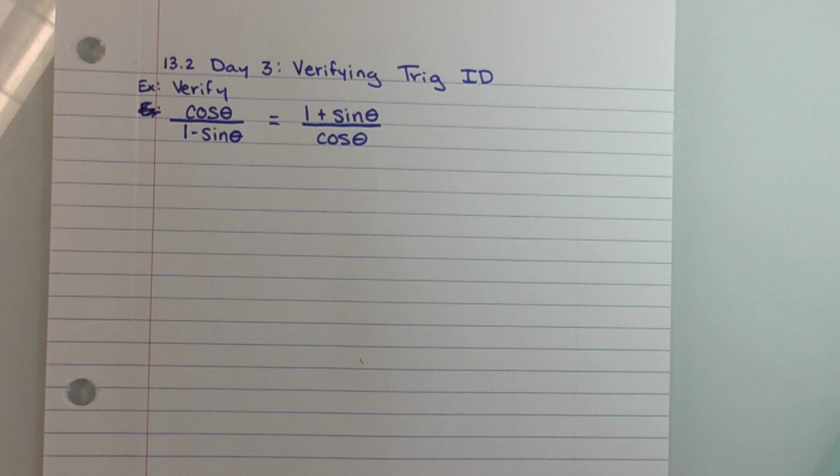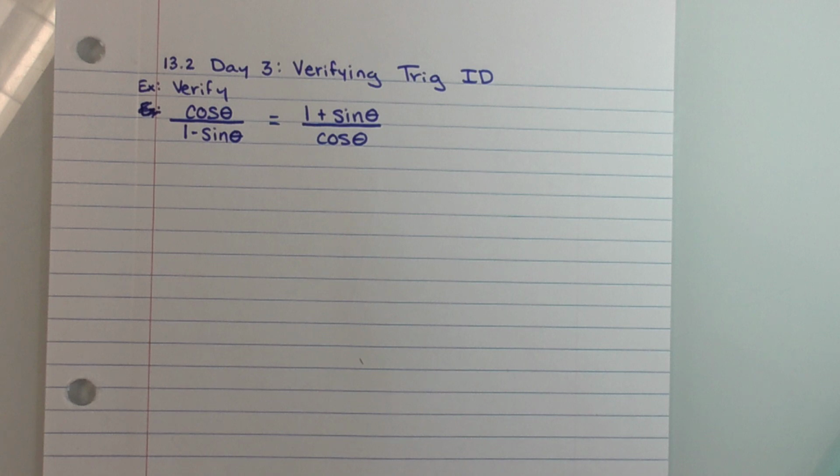and a problem comes up. Cosine over 1 minus sine is equal to 1 plus sine over cosine. My angles are the same. I don't have multiplied reciprocals.